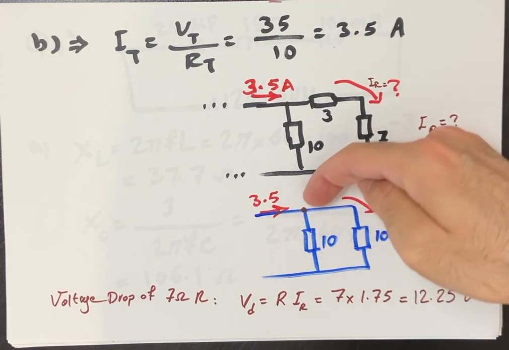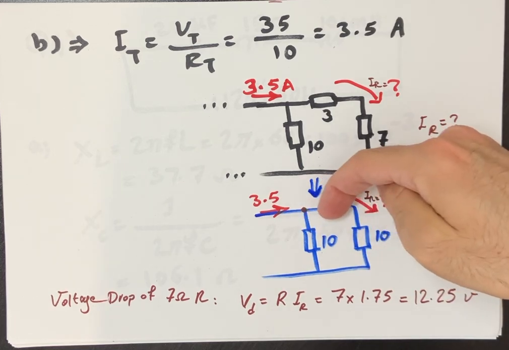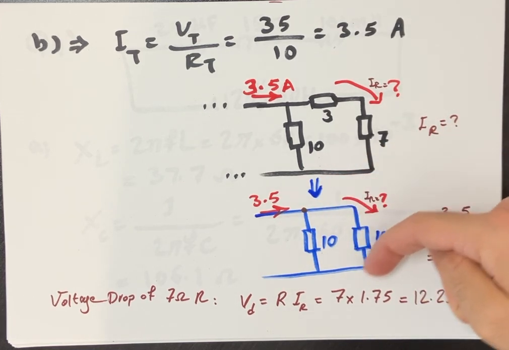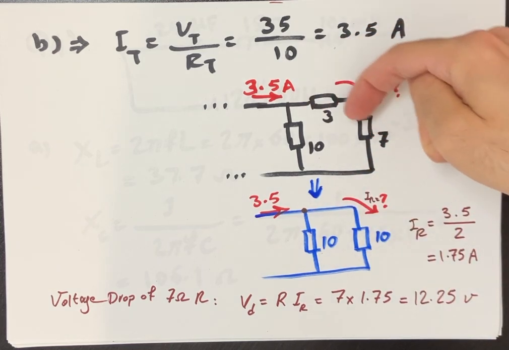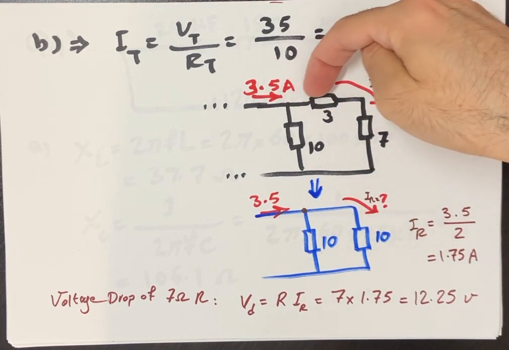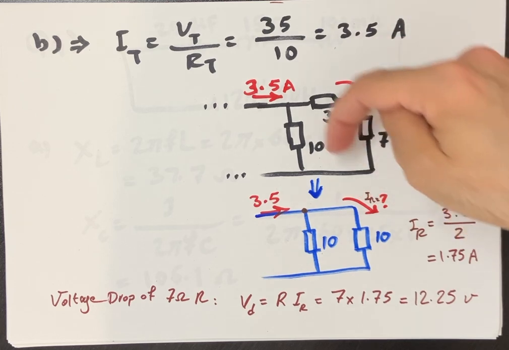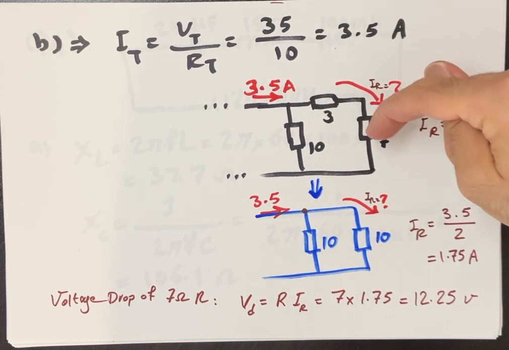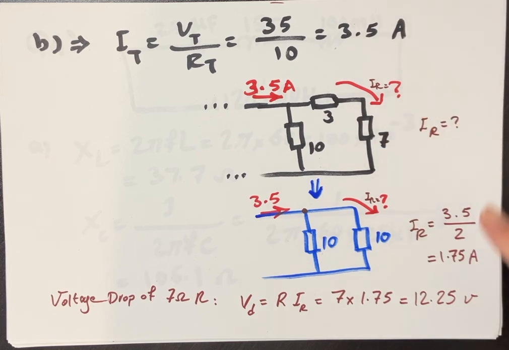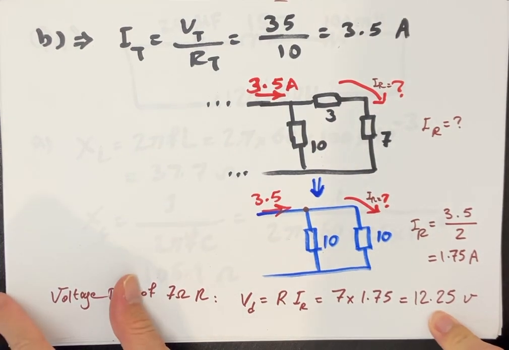When I say current flowing in this branch, it doesn't matter if it's flowing through the total 10 ohm resistance of this branch or flowing through each of these resistors. Anyway, there is 1.75 amp flowing through this branch. So I can say current experienced by the 7 ohm resistor equals 1.75. And if I multiply it by the value of the resistance, I get the voltage drop, which was the question here.